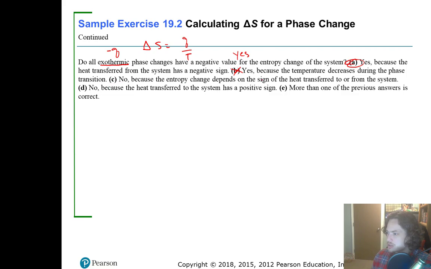No, because the entropy change depends on the sign of the heat transferred to or from the system. So the second part is true, but the heat is always negative if it's exothermic, right? So that's the tricky bit there. And then D, no, because the heat transferred to the system has a positive sign, and that's the exact opposite of the correct answer.